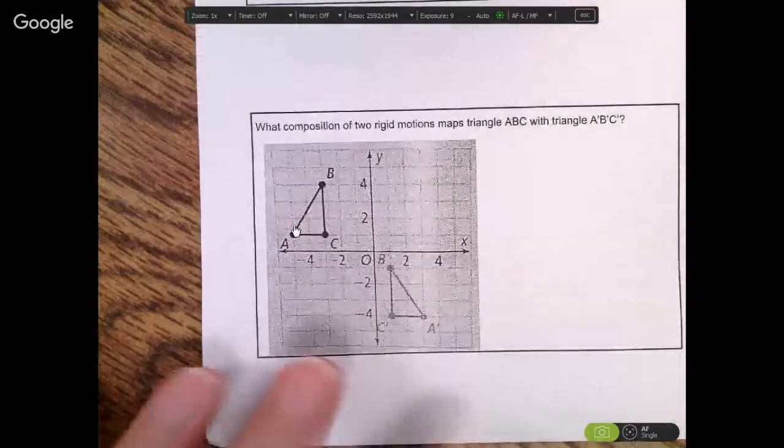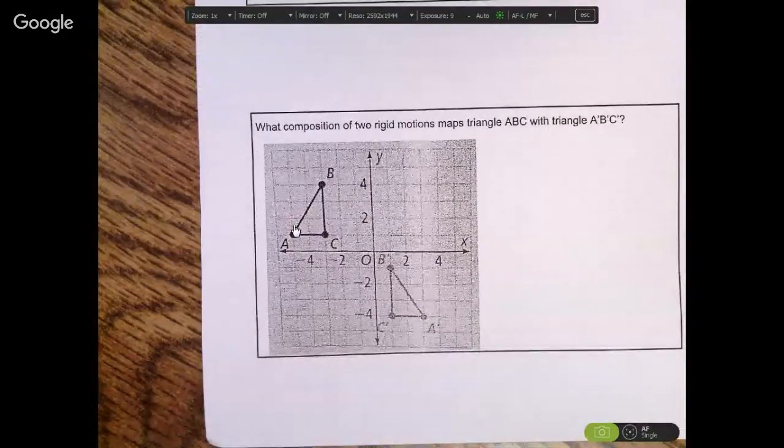So here, I like these questions. It says, what are the two rigid motions that cause this shape to end up where it is? Now, if this was on the test, I would have to accept any answer that was correct, and there might be more than one way of doing it.